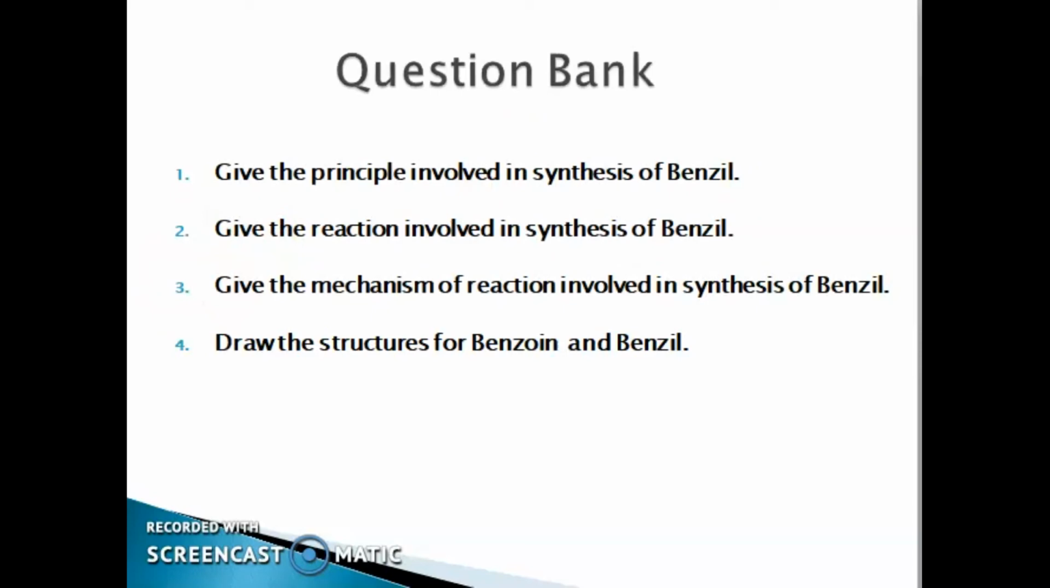Now we will see the question bank for this practical. The first question is, give the principle involved in the synthesis of benzil. Second question, give the reaction involved in the synthesis of benzil. Question number 3, give the mechanism of action involved in the synthesis of benzil. And the fourth question, draw the structures of benzoin and benzil.